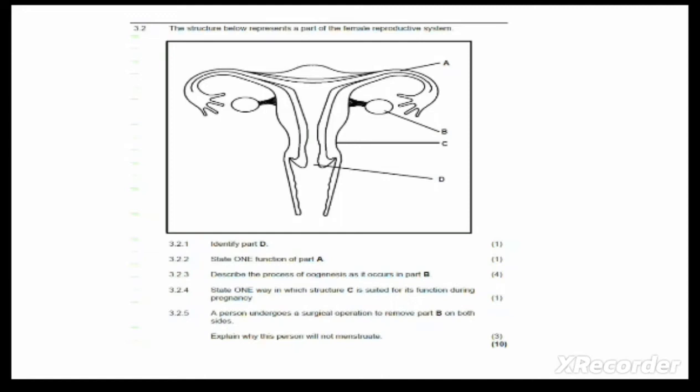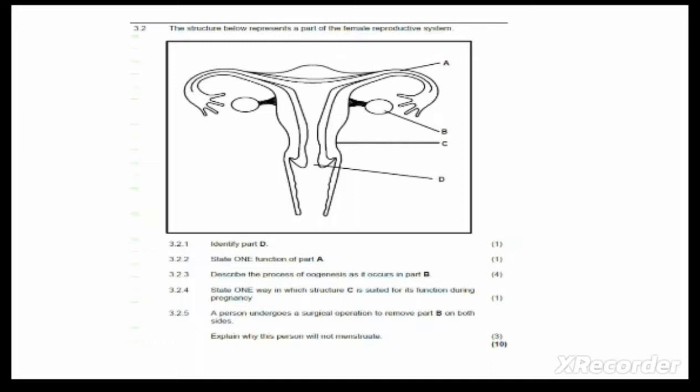Today we're going to answer questions under the topic of human reproduction. The structure below represents a part of a female reproductive system. At A we have the fallopian tube, B ovaries. There at C looks like the uterus. At D we have the cervix. Identify part D, that is the cervix.